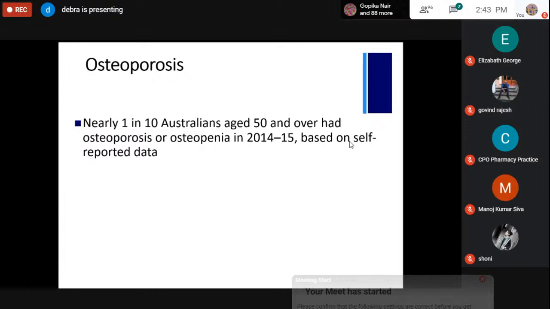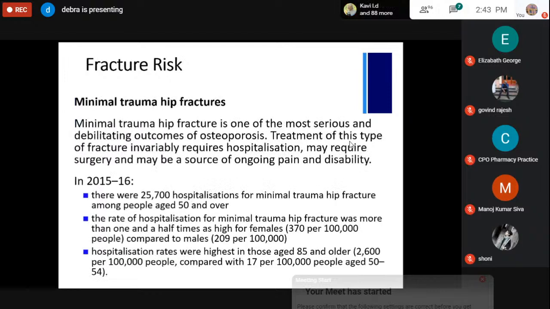In Australia, 1 in 10 Australians aged over 50 have osteoporosis or osteopenia on self-reported data. So, as I said, with an ageing population in India and in Australia, this is a very prevalent problem for us. Minimal trauma hip fracture is one of the most serious and debilitating outcomes of osteoporosis. The treatment of this fracture invariably requires hospitalisation and may require surgery. If someone fractures their hip, they will usually have that either pinned or require a replacement, which might lead to ongoing pain and disability. I know these are not very large numbers by your standards, but for us, these represent quite a high rate of hospitalisations from minimal trauma hip fractures.